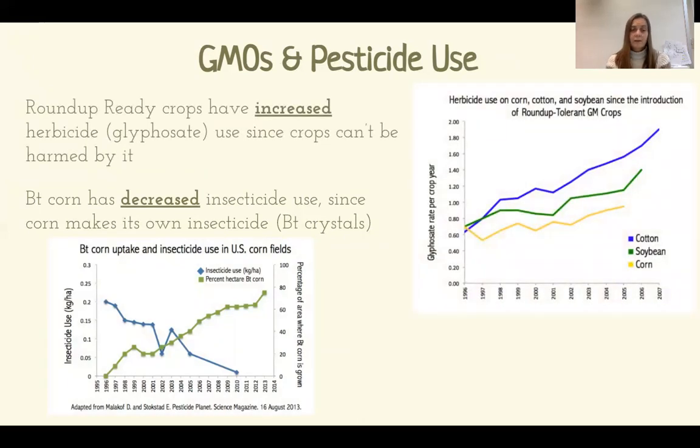Roundup ready crops have actually increased the use of Roundup because the crops aren't harmed by it. So genetic modification can increase the use of pesticides if it's making the crop resistant to the pesticide, or it can decrease the pesticide use if the crop is supposed to be more resistant to the insects on its own.